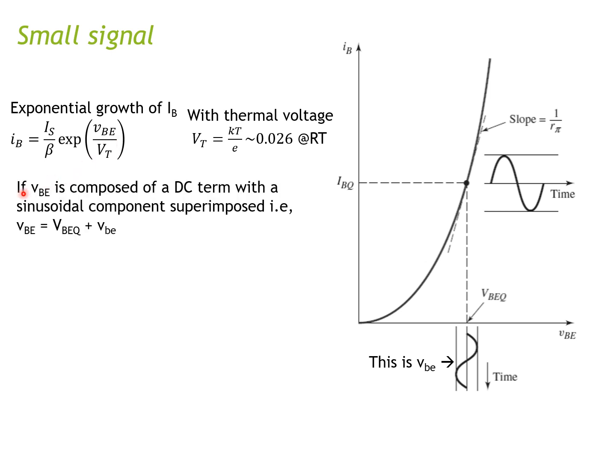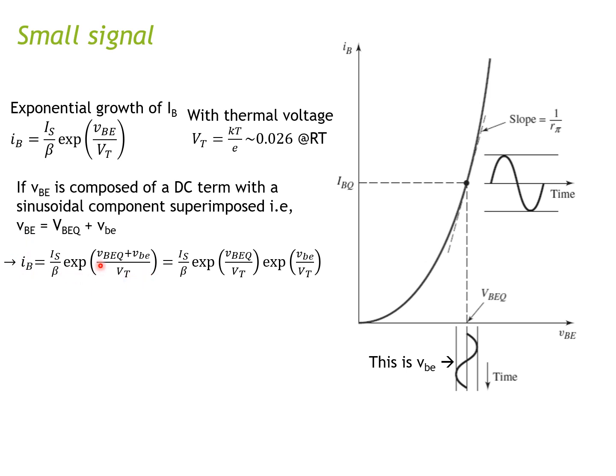So if VBE is composed of a DC term with a sinusoidal component superimposed, so for example, this is the DC term, VBEQ, okay, then the sinusoidal superimposed component will be the small v here, small vbe. Okay, so that is our VBE. So if we do that, we can plug this one in here. Okay, so we plug this one in here. We have this equation here.